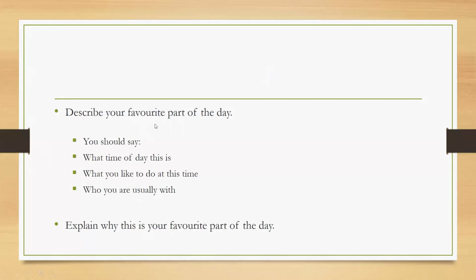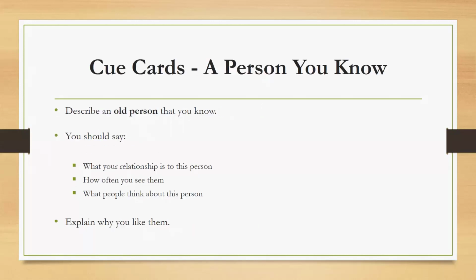Okay, so I'm going to jump the rest. Now, let's see how you can also develop a mind map. So here, the cue card, the topic is describe an old person you know. And here we made it easy for you. The cue card is a person you know.